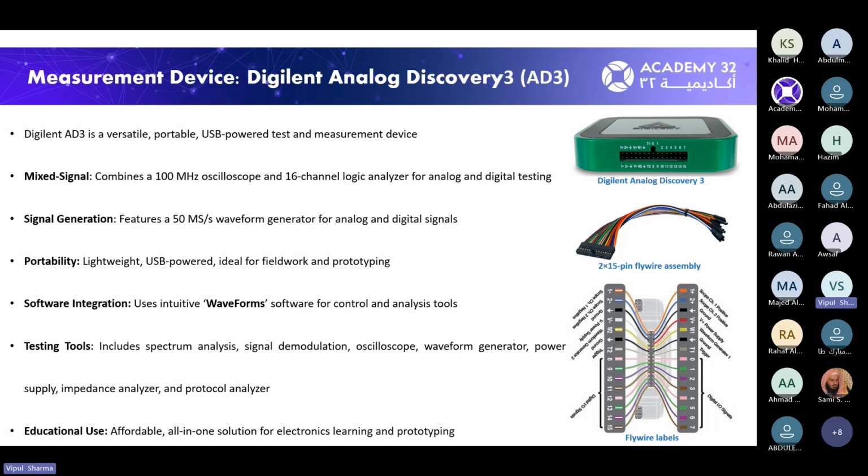It also has an oscilloscope which can measure signals up to 100 megahertz, with 50 megasamples per second on the input. Analog and digital signals of different natures can be generated, like a sinusoidal signal, a square wave, a trapezoidal, or whatever waveform you want to generate. So these kinds of signals can be generated through it.